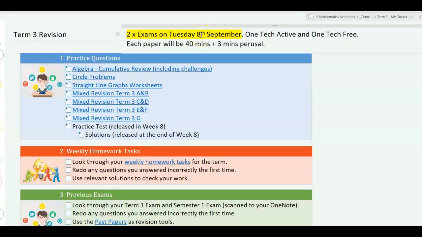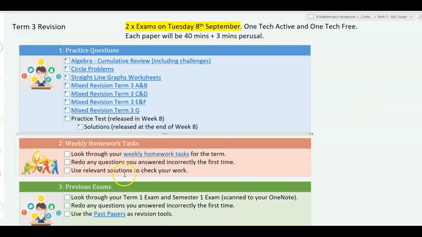So you guys have 2 exams. It's a week tomorrow, both of your exams. One of them is a calculator exam. One of them is a non-calculator exam. Both exams are 40 minutes, and then you have 3 minutes of perusal. If you have not looked at this page yet, I would say that you are not really doing much work. You need to be revising.